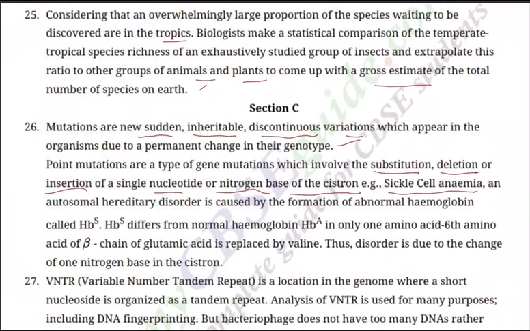Example, sickle cell anemia. An autosomal hereditary disorder caused by the formation of abnormal hemoglobin called HbS. It differs from normal hemoglobin A in only one amino acid, that is the 6th amino acid of, look at that, this is important, only one amino acid, the 6th amino acid of the beta chain, glutamic acid, is replaced by valine, just one amino acid. Thus, the disorder is due to change of one nitrogen base in the cistron.